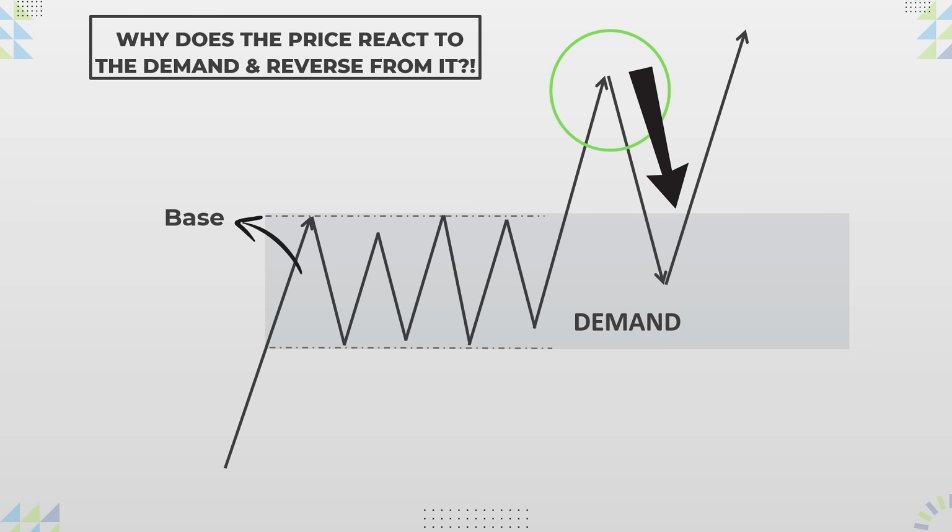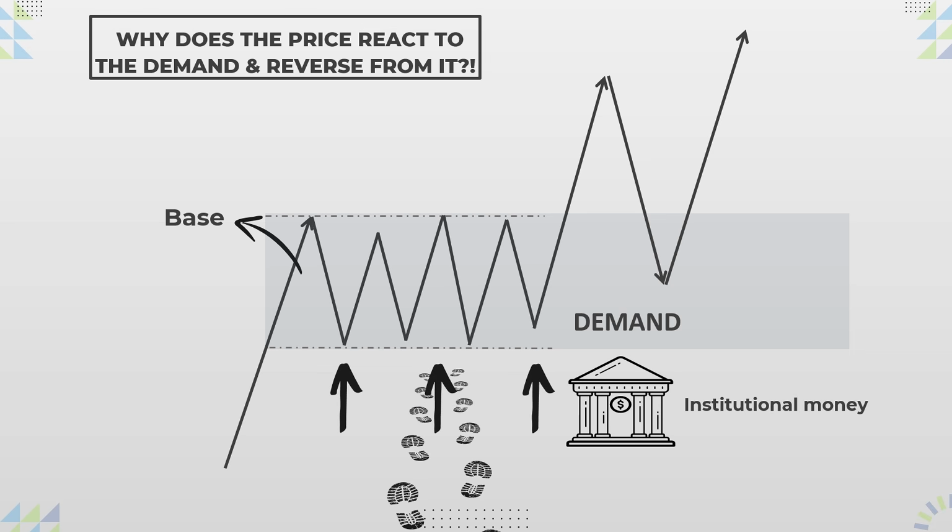The reason that the price reverses from the demand zone is due to institutional money footprints in that area. Previous institutional buyers have entered long positions there and will not allow the price to drop below their executed price to keep their initial positions profitable. In simple terms, institutional money will defend their long positions at any cost.